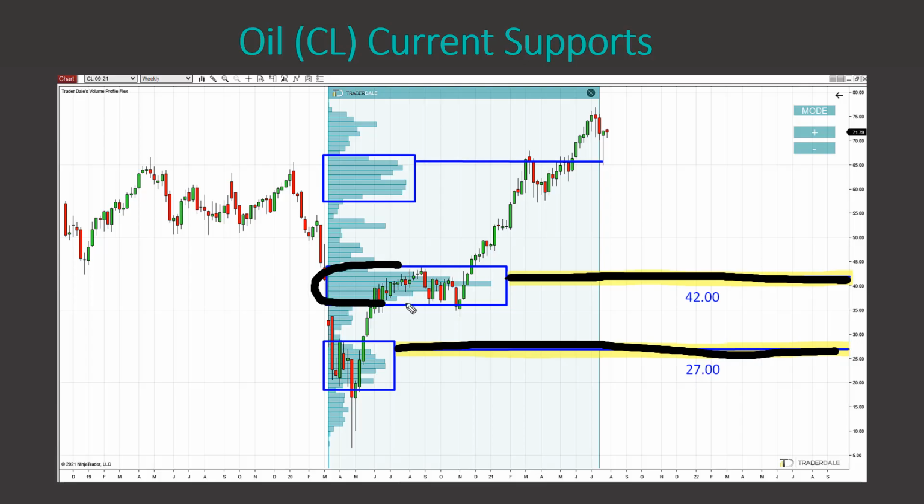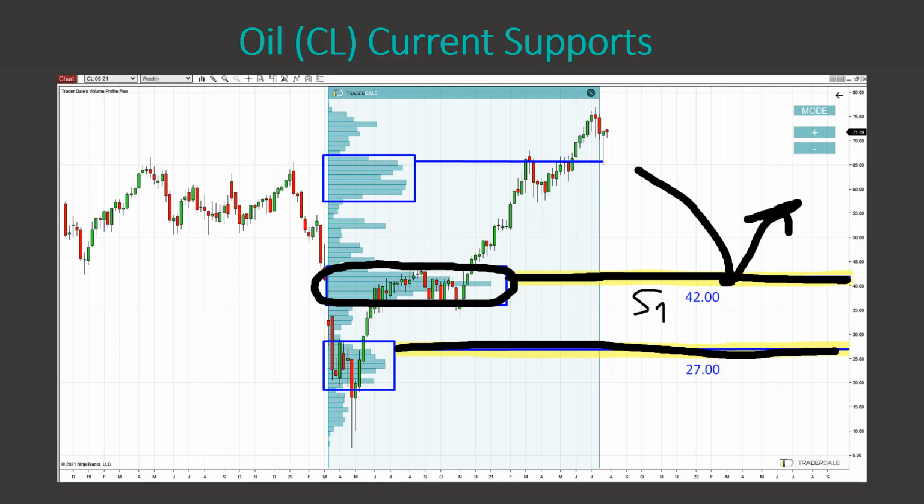The first one, a really significant volume cluster in here, is showing strong buyers who are adding to the long positions in here. And those strong buyers should defend this place. They should defend their trades which they placed in here. So this is the first strong support.